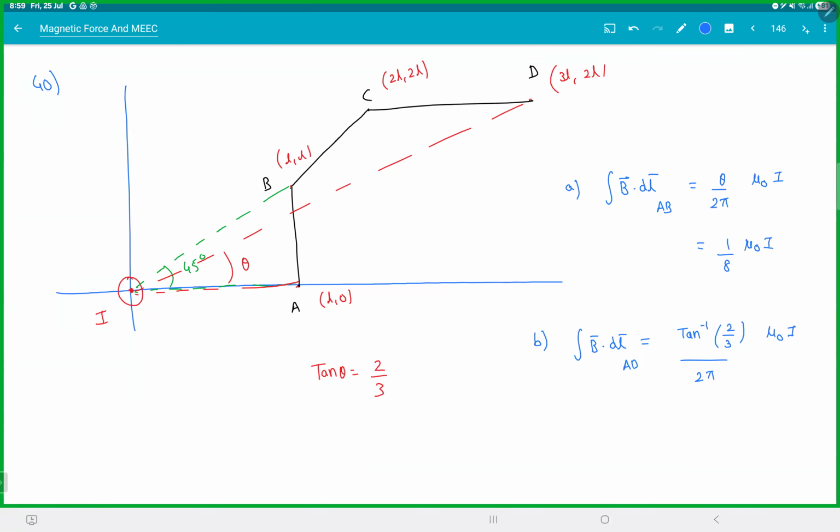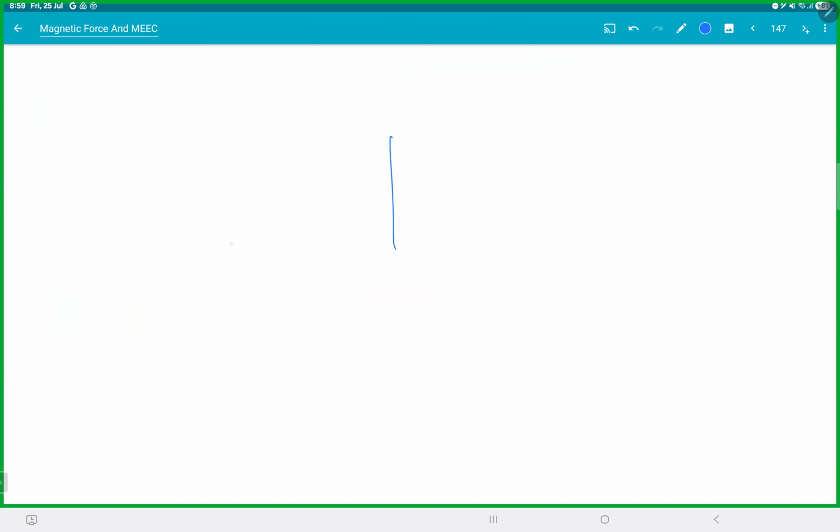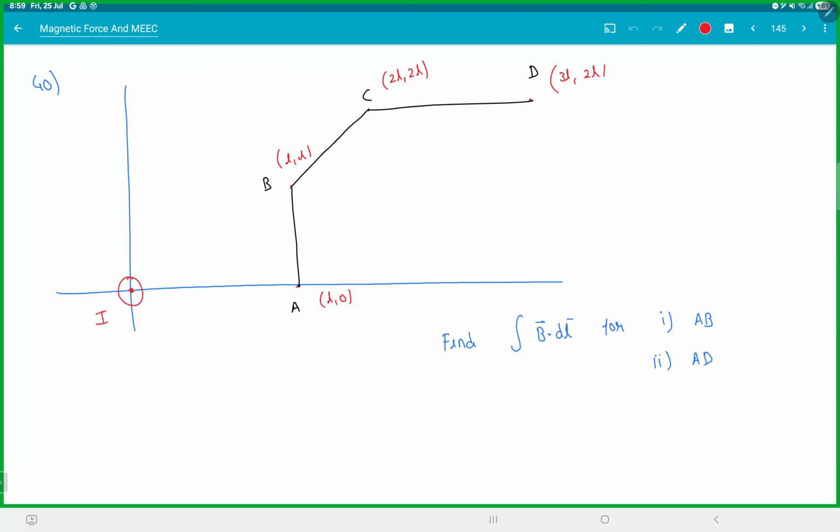Clear? That's the advantage. Or else, you know what you would have done normally? Because this is the wire, this is the loop. You will say at a distance x, at length L, then you find the magnetic field here B, then you take dx here, then you integrate for each segment. You have to do all that stuff. But this will save you.